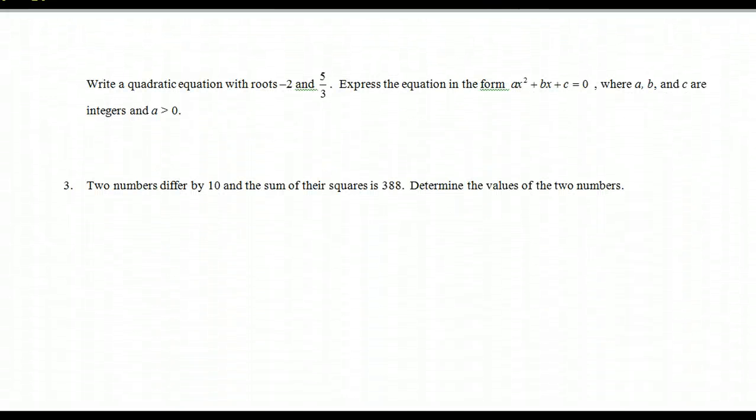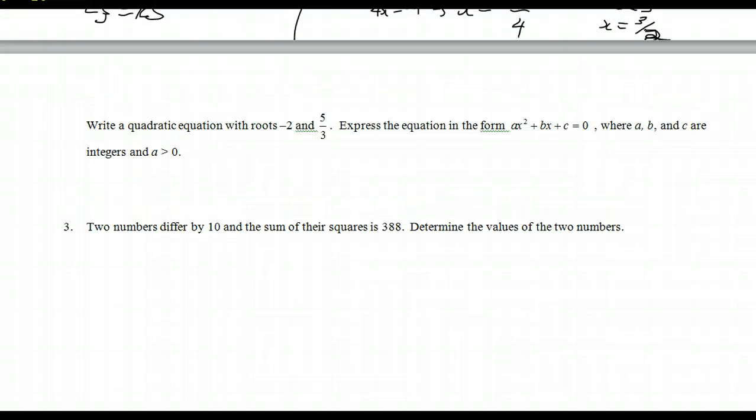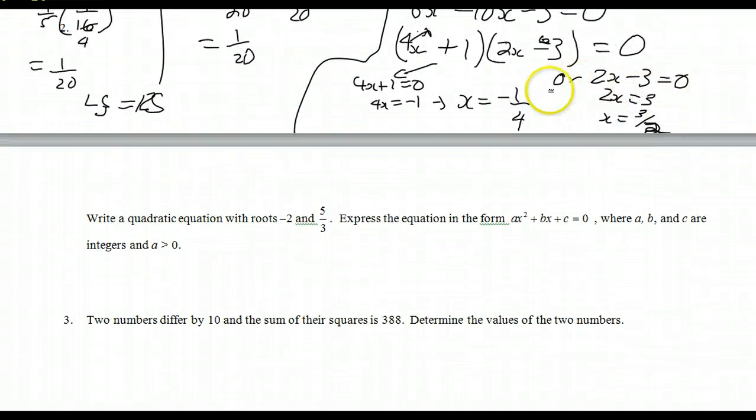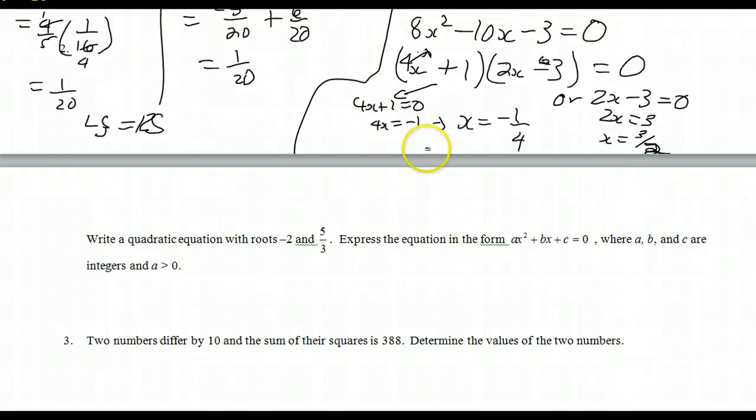Next, number 2. Well, the 2 disappeared off the screen, but this is number 2. Write a quadratic equation with roots -2 and 5/3. Do it in this form, where a, b, and c are integers, and a is greater than 0. Really what we're looking at is, let me just pop up here so this is visible, because we're going to just reverse this process up here.